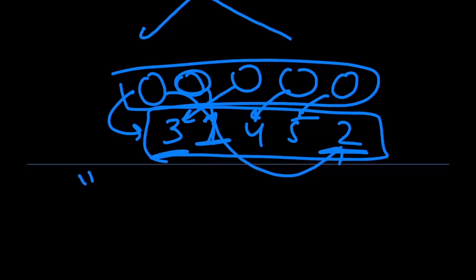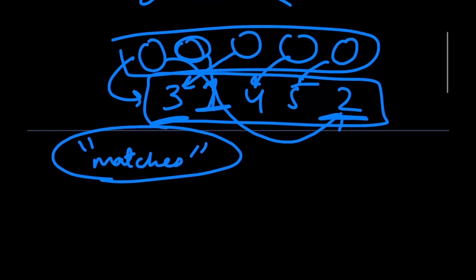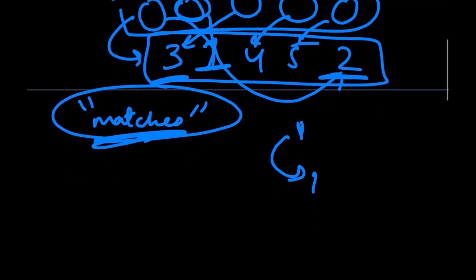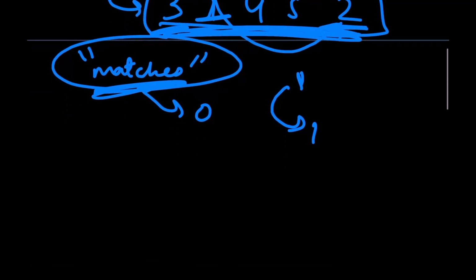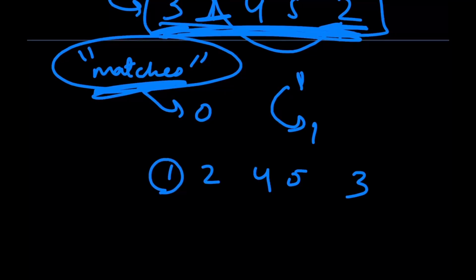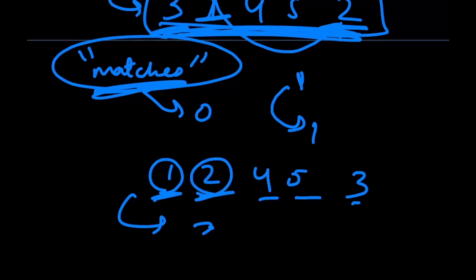So over here, as we can see, there is no number which is at its correct position. Now we're going to also introduce another term, matches. Matches just mean that there's a correct matching of the number and the slot, right? So since there's no number that is in its correct slot in this permutation, there are 0 matches. For example, let's take another permutation: 1, 2, 4, 5, 3. Over here, 1 and 2 are in their correct positions, and 4, 5, 3 aren't. So the number of matches is equal to 2.